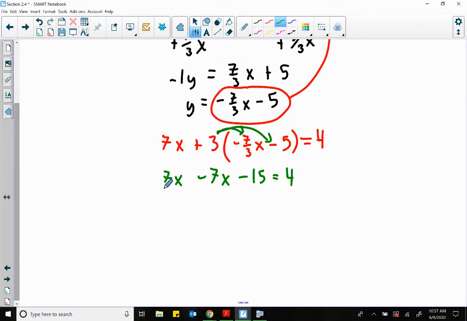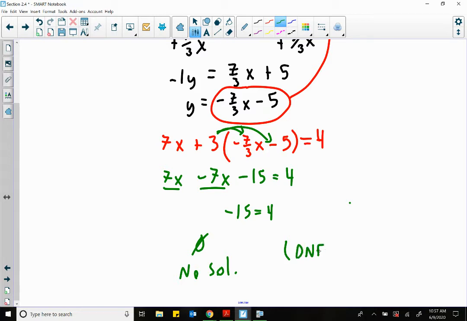So if you combine like terms, those two cancel, leaving you with negative 15 equal to 4. And hopefully you said, this is a no solution, Mr. Armstrong. And I'd be like, yes, you are absolutely correct. Remember, if they were the same number, like negative 15 equals negative 15, that would be an infinite solution, infinity, comma, infinity. But since this is no solution, in your little blanks, you put DNE, comma, DNE. And there you go. Done.